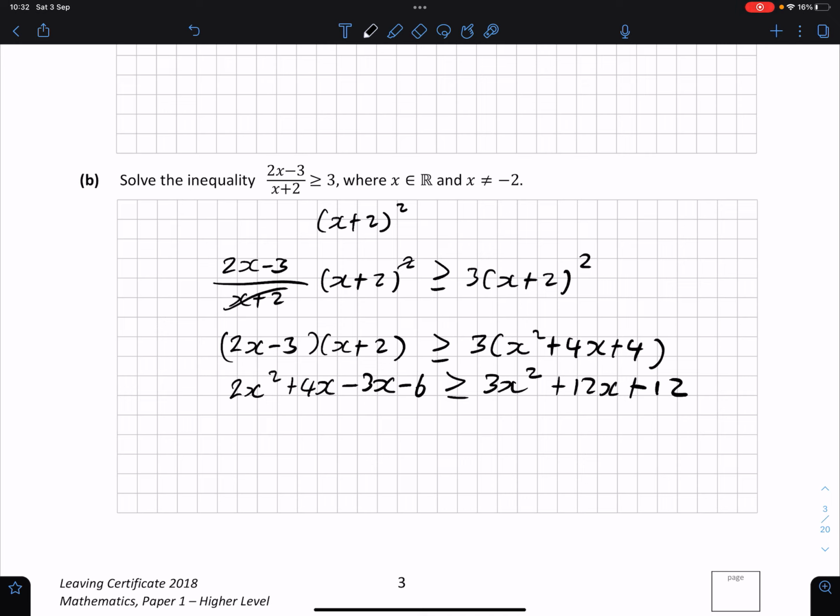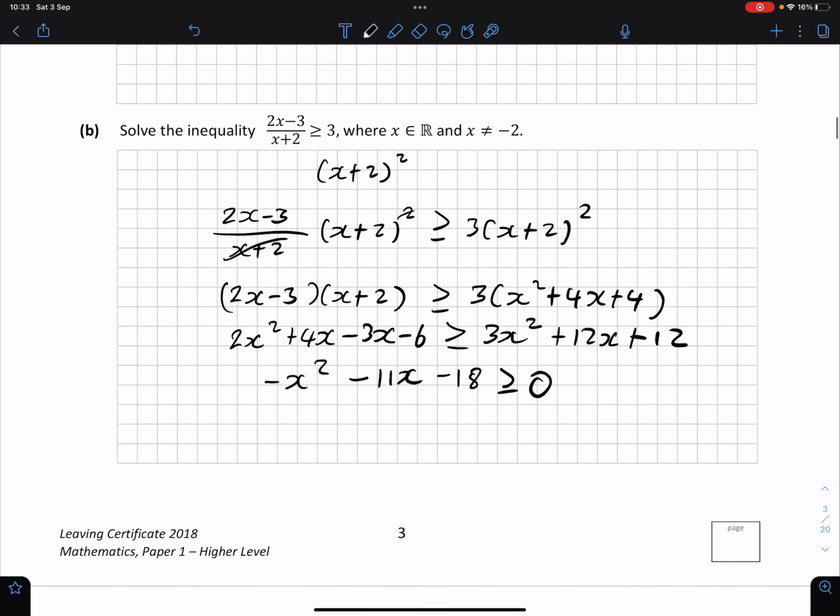Now, at this point, all we have to do is move everything onto one side and have the right-hand side equal to 0. So if we do that, we'll get minus x squared minus 8x, no, that should be minus 11x, and then we have minus 18 is greater than or equal to 0. Now, at this point, what we should know is that we don't want a minus sign in front of the x squared.